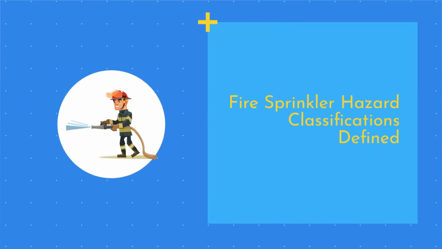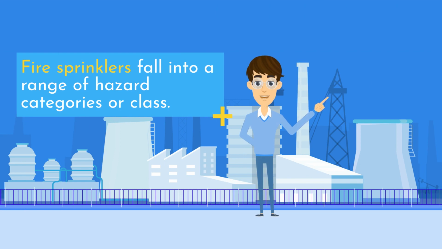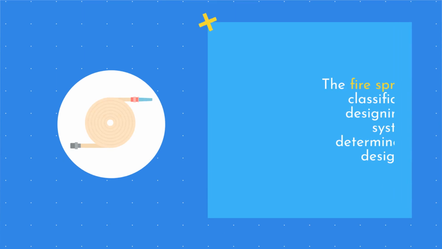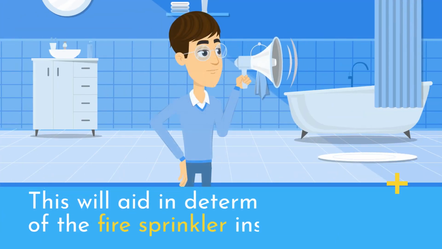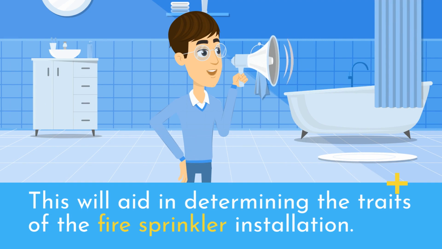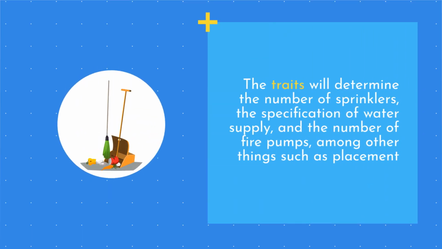Fire sprinkler hazard classifications defined. Fire sprinklers fall into a range of hazard categories or classes. The fire sprinkler hazard classification used in designing a sprinkler system has to be determined before the design work starts. This will aid in determining the traits of the fire sprinkler installation. The traits will determine the number of sprinklers, the specification of water supply, and the number of fire pumps, among other things such as placement.